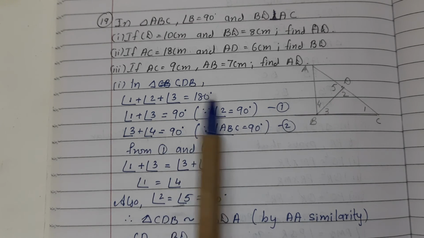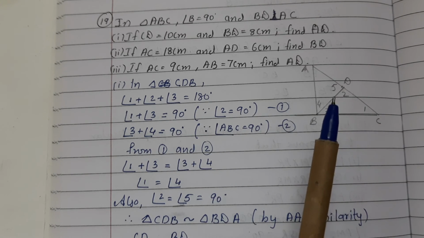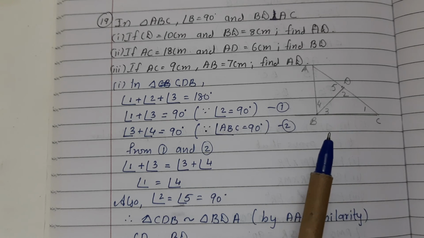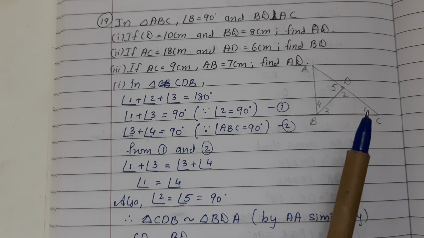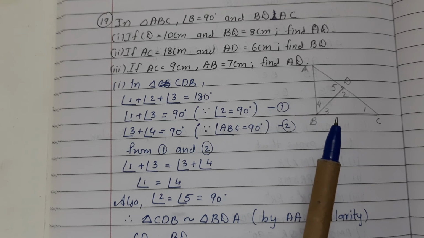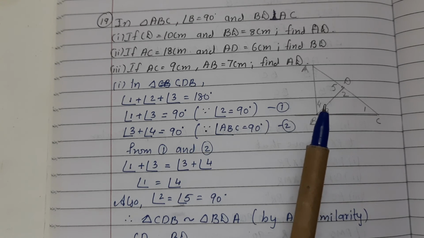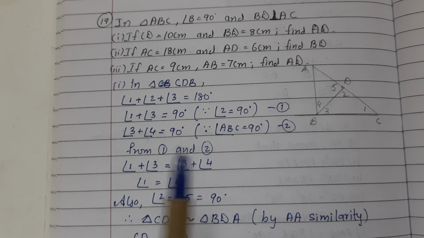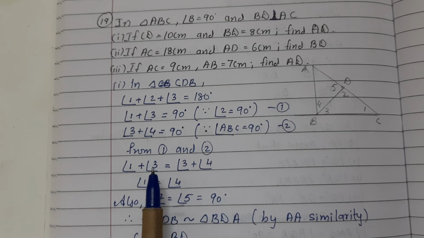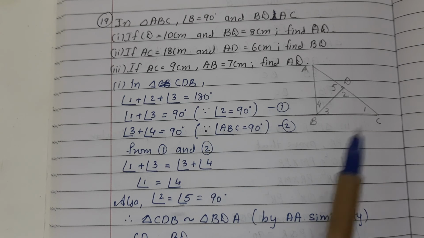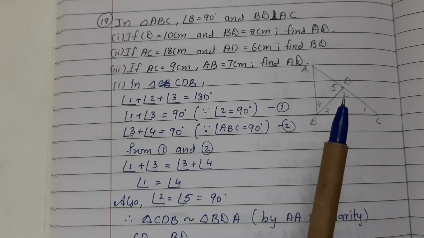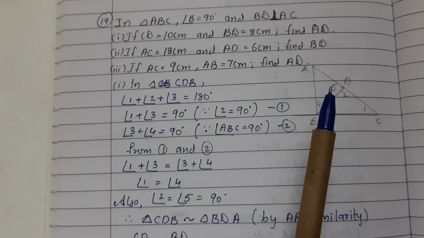First part, in triangle CBD, angle 1, angle 2, angle 3 equal to 180 degree. Angle 1 plus 3 equal to 90 degree, because angle 2 is 90 degree. Same way, angle 3 plus 4 is also 90 degree. Adding, we get angle 1 plus 3 equal to angle 3 plus 4. Angle 1 is equal to angle 4. Similarly, we can prove angle 2 is equal to angle 5.